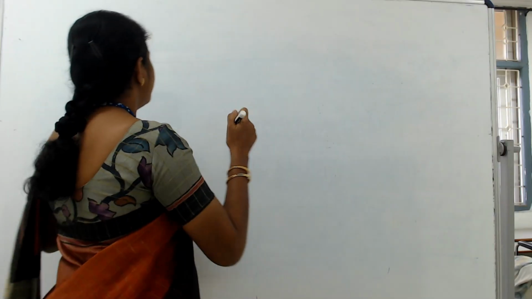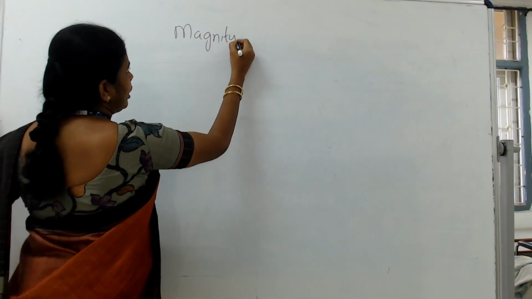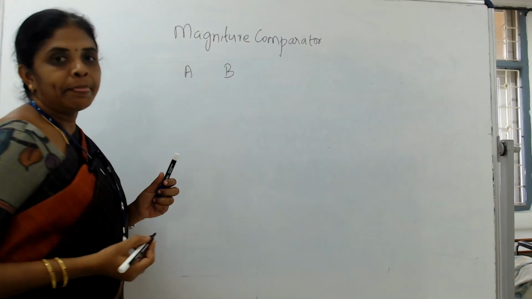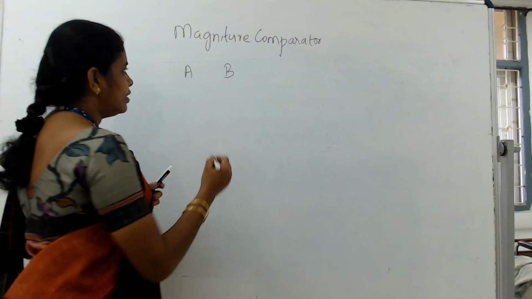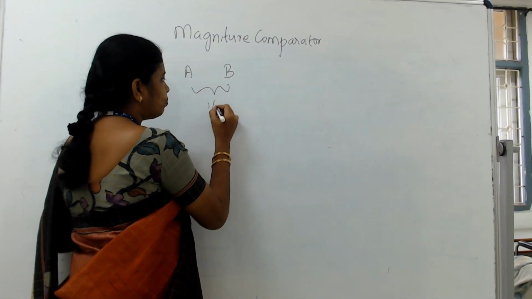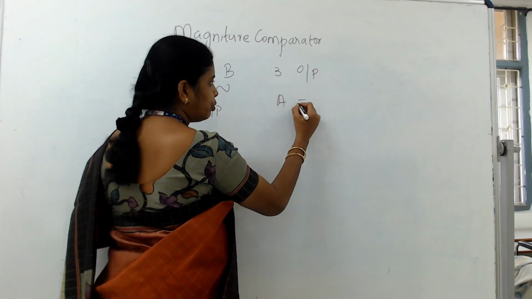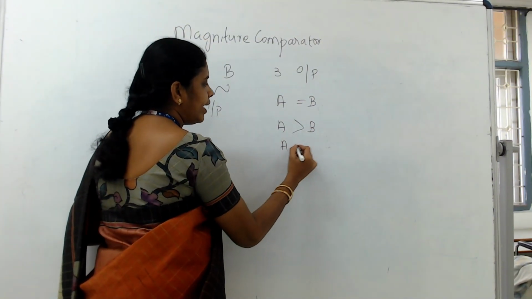So dear all, today's topic is Magnitude Comparator, which is one of the important topics in combinational circuits. A Magnitude Comparator compares two inputs, let us consider A and B. It compares the A input and B input, and produces three outputs: A equal to B, A greater than B, and A less than B.